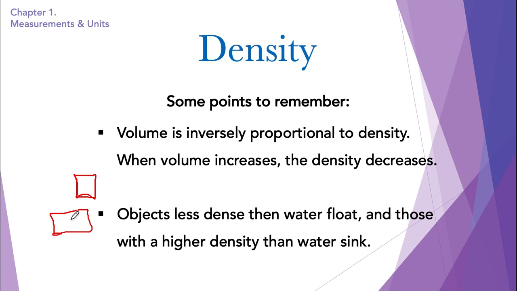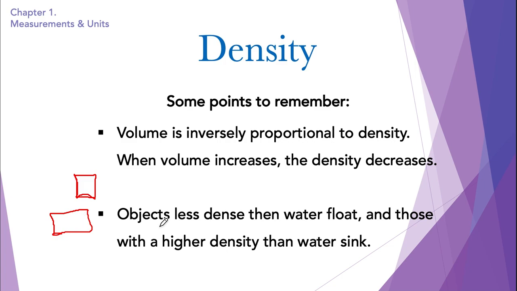So if the mass is kept constant, when volume increases, the density decreases, and when volume decreases, the density increases. Basically, the mass per unit volume increases because the particles get more concentrated in a small space compared to a larger space. So the density increases if the volume decreases, and it decreases if the volume increases.